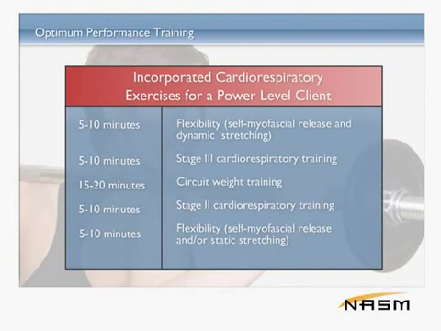Third, perform 15 to 20 minutes of circuit weight training. Fourth, perform a second round of cardiorespiratory exercise for 5 to 10 minutes, this time at stage 2. Finally, cool down for 5 to 10 minutes with corrective stretching.